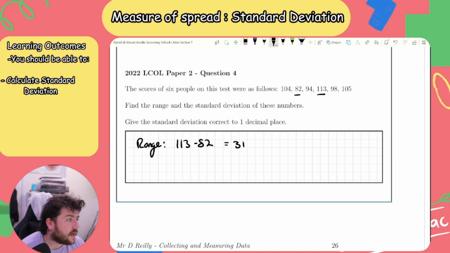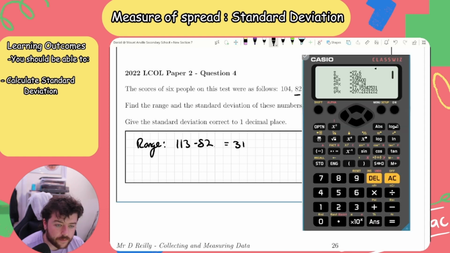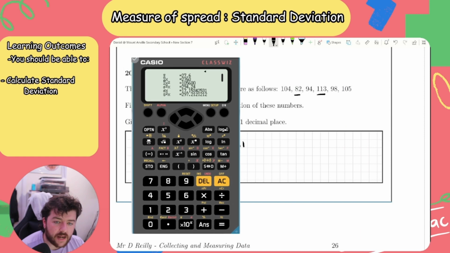So let me open up my calculator here. Right, so let's move this here. So calculator, let's start this off. So menu to enter statistics mode, enter variable mode. So enter my numbers. 104 is my first one. Equals 82 is my second one. 94 is my third one. 113 is the fourth one. I have 98. And I have 105. Equals, AC to save. Option. Click 2 for variable calc.